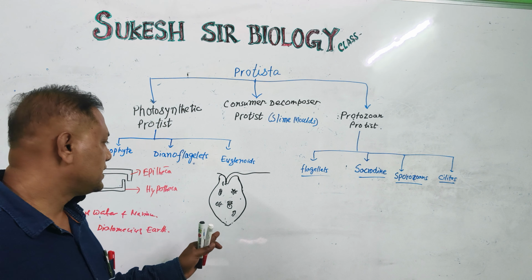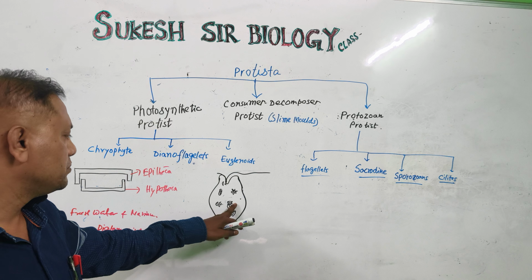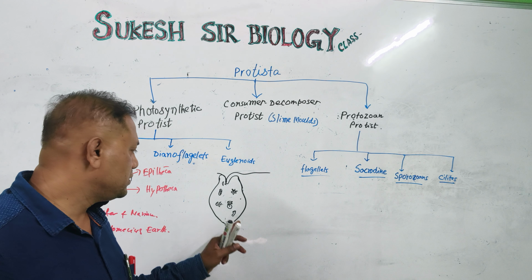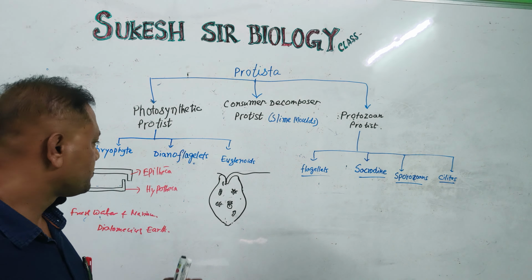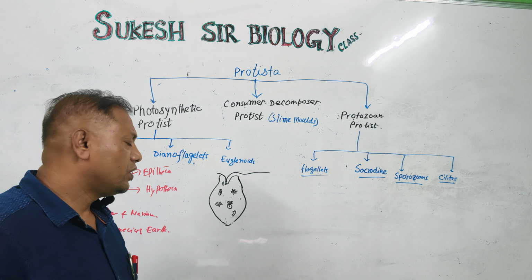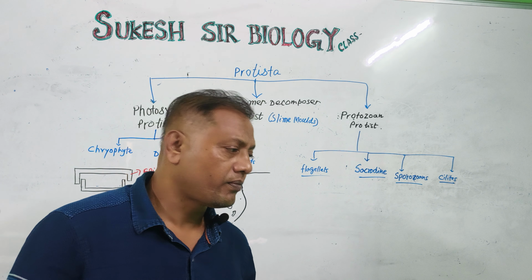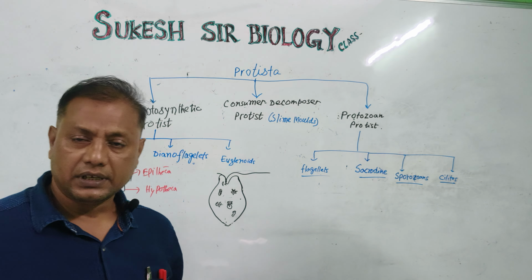You have seen the structure. Okay, it has a contractile vacuole, a nucleus, endoplasmic reticulum, and mitochondria. It is a unicellular and eukaryotic organism. All these things are found. They have two flagella, one very short and another long. With the help of flagella, it can move from one place to another. So the movement of euglenoids is a characteristic of animals.